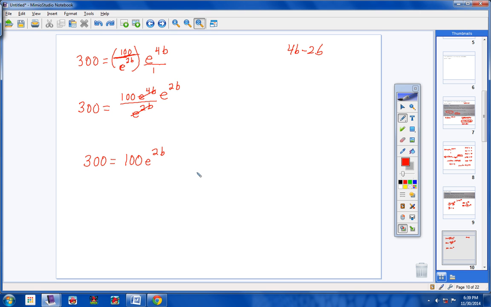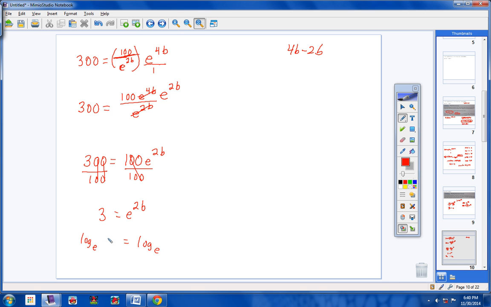Now we're looking pretty good. Now just solve for b. So divide by 100, divide by 100. Okay, and we're left with 3 equals e to the 2b. Now you have an exponential equation. There's no way you can write both sides with the same base. So what is the base of your unknown? E. So take log base e of both sides.